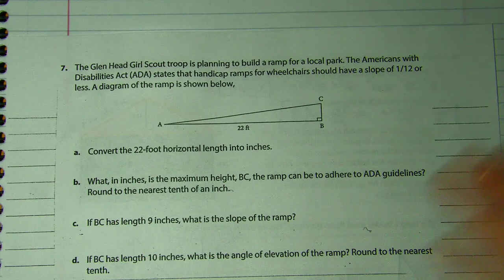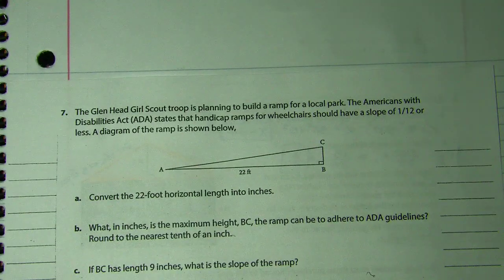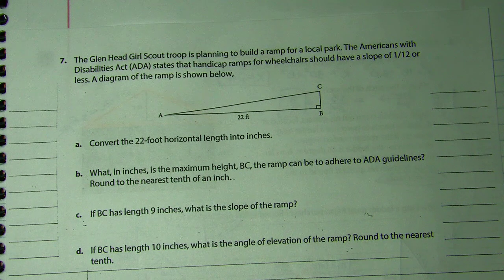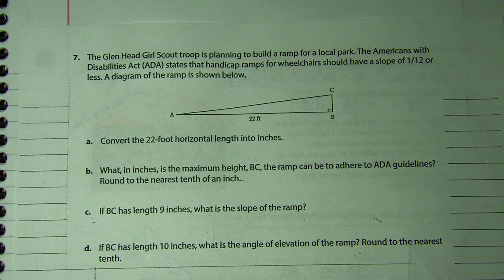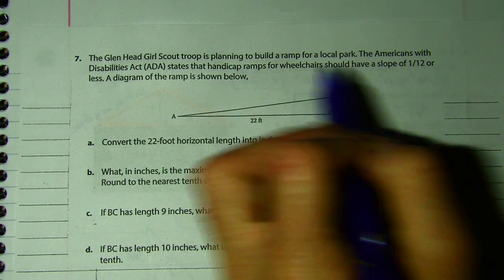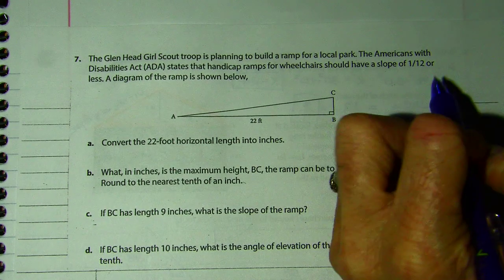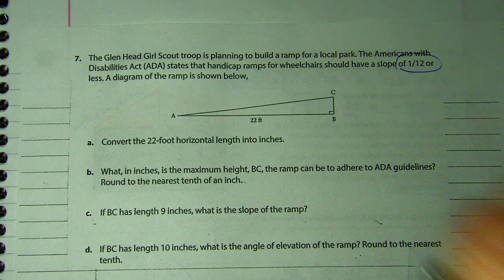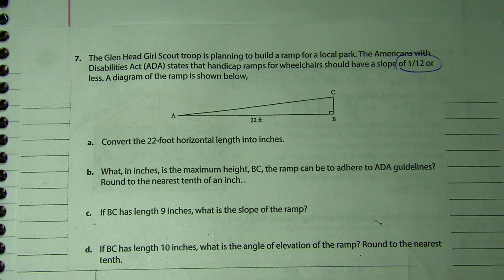Last one. All right, so this has to do with a ramp for those in wheelchairs or have disabilities. And there's a standard elevation these ramps can be, right? If you are wheeling yourself up in a wheelchair, you can't have this crazy steep hill. It would be terrible. So it has to be a specific slope or specific height. And so this goes over that handicap ramps for wheelchairs have to have a slope of 1/12 or less. A diagram of the ramp is shown.